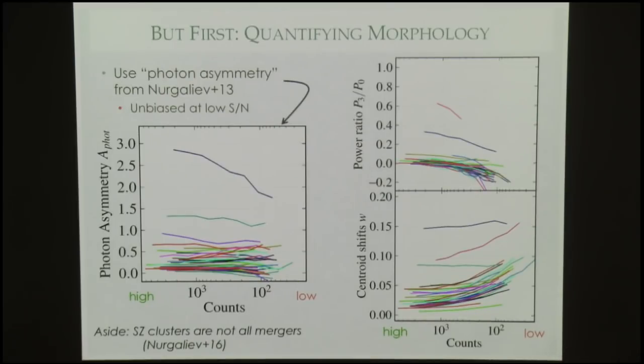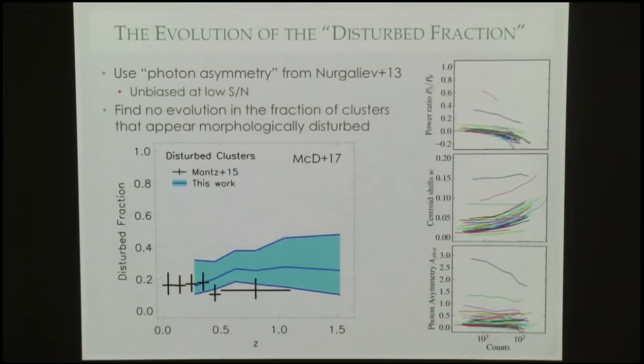Side note, this is great for deep surveys where you have very little data on the high redshift clusters, maybe 50 counts on a high redshift cluster and 5,000 counts on a low redshift cluster. If you're doing a morphological comparison, you better be using something like this, right? We also tested, because this was in preparation for eROSITA, this is independent of the size of the PSF as well, which is handy. Okay, so we have the tool, so let's go out and make the measurement.